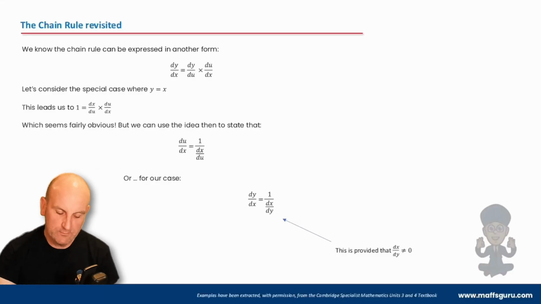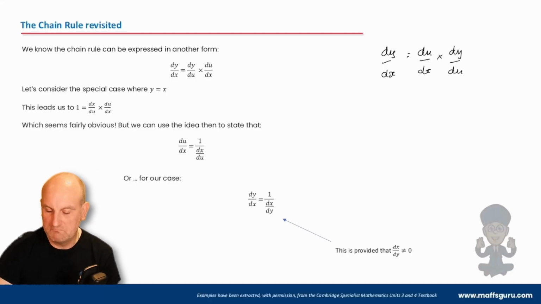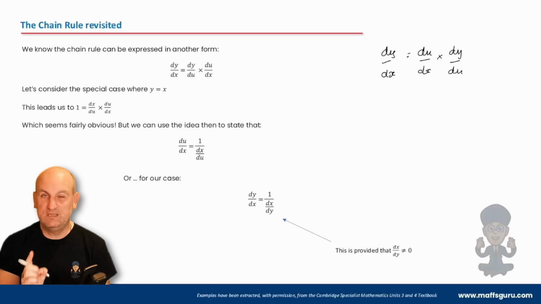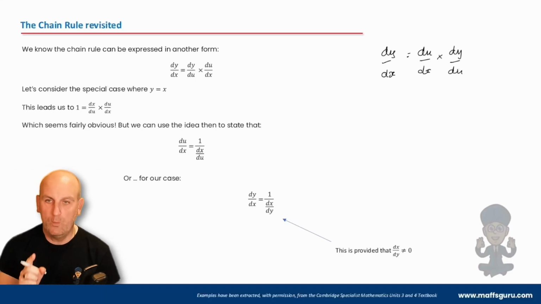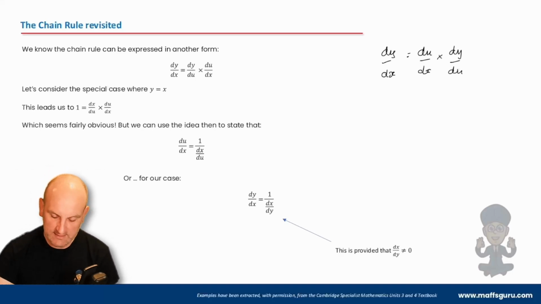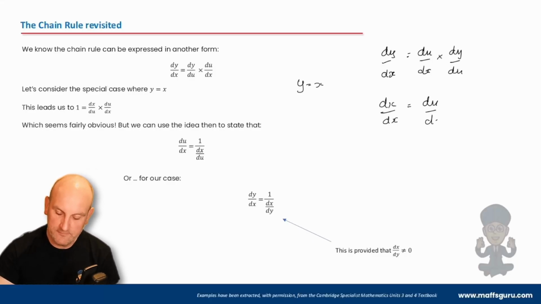Now, as I said previously, we know the chain rule basically can be written as dy by dx is equal to du by dx times dy by du, or something along those lines. Now, let's look at a specifically interesting case where y is equal to x. If we replace every y with an x, then I get dx by dx is equal to du by dx times dx by du.